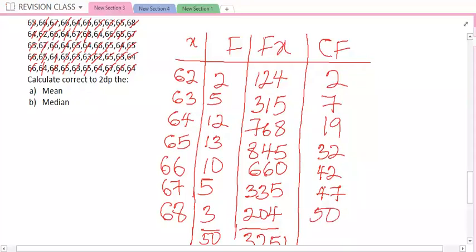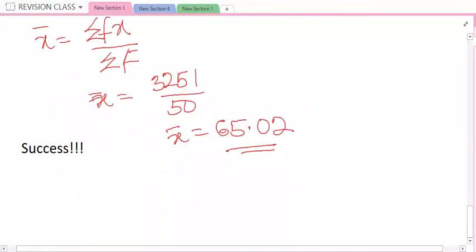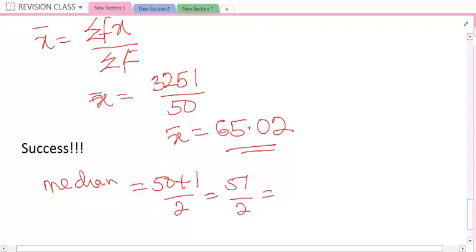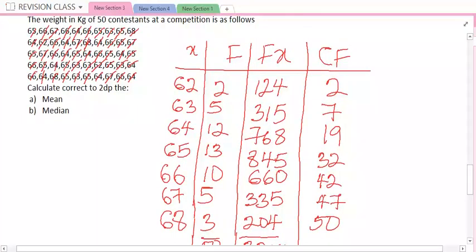So in the column for cumulative frequency, the last one is what? 50. So you can come down and say your median equals 50 plus 1 divided by 2. That will give me 51 divided by 2, that will give me 25.5 position. So you go back to the table. Which data will be on 25.5?